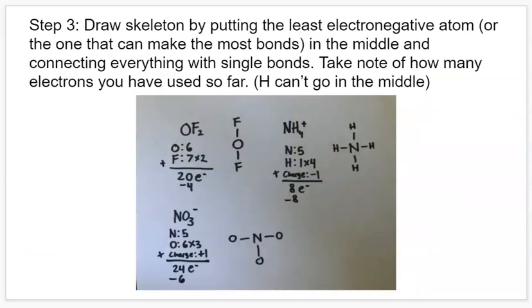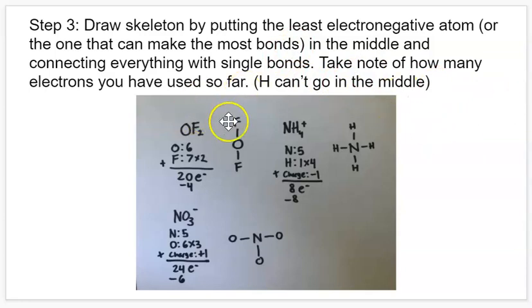All right, for step 3, we're going to draw a skeleton of a structure by putting the least electronegative atom in the middle as sort of our anchor or our spine of our skeleton. And that's going to start to connect everything with single bonds. And as we do this, we need to take note of how many electrons that we've used so far because we have a budget for each of these. And also one quick note, hydrogen cannot go in the middle because it can only make 1 bond. It can only get up to 2 total valence electrons.